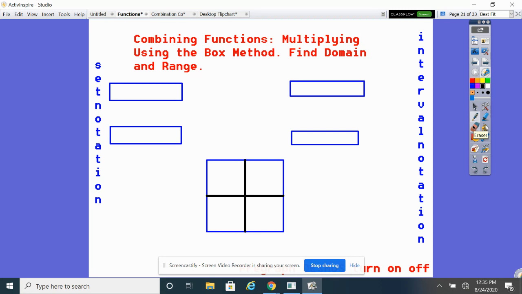We're going to do it this year using the box method. Hopefully your Algebra 1 teacher did it that way as well. That's why I'm choosing to do it. I want to try to remain consistent. All right, so when two things are next to each other, it means multiplying.